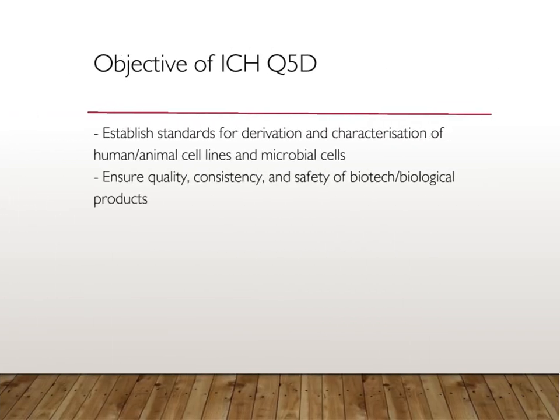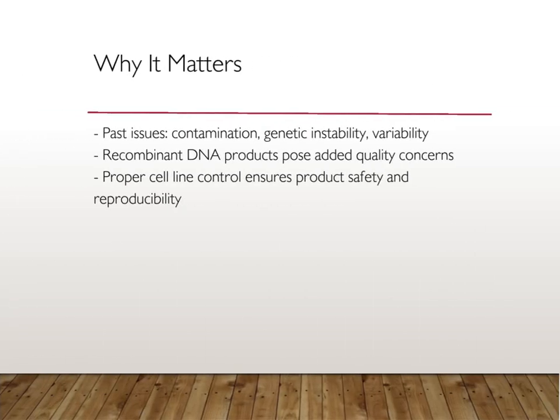The main goal of ICH Q5D is simple but powerful: to establish clear standards for how we derive, prepare, and characterize human, animal, and microbial cell lines used in producing biological products. The guideline tells us what information needs to go into a market authorization application, specifically about how your production cells were derived, tested, and controlled. In short, Q5D is about traceability, reproducibility, and safety, making sure every lot starts from a clean, characterized, and well-documented cell substrate. This guideline was developed because, historically, biologics manufacturing faced real problems.